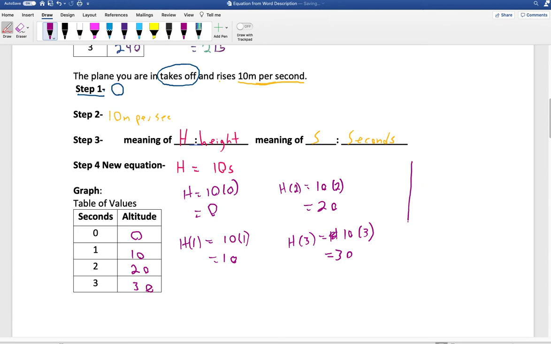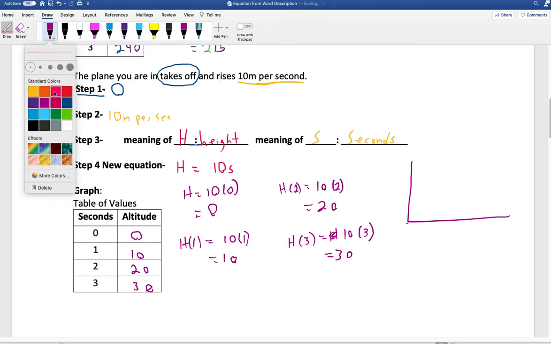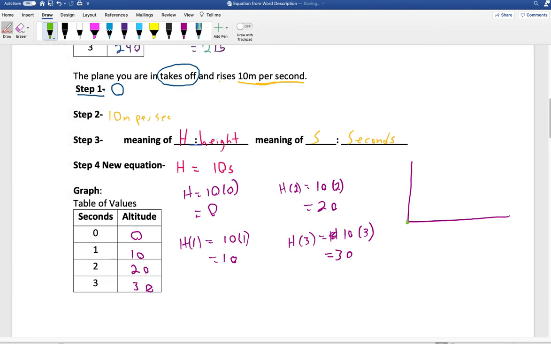Now, we can graph this. Where do we start? We start at 0, 0. This is going to be our first dot. Let's change color so we can see it. Let's go green. So our first dot's going to be here. Then our first one at 1 second. It's going to be at 10, 2 seconds. We're going to be at 20. It's going to look something like this as our plane takes off. This one here goes through the origin, so it is direct because it goes directly through.